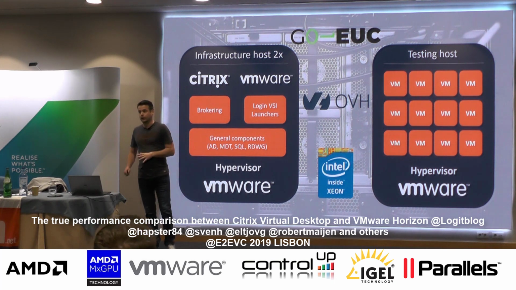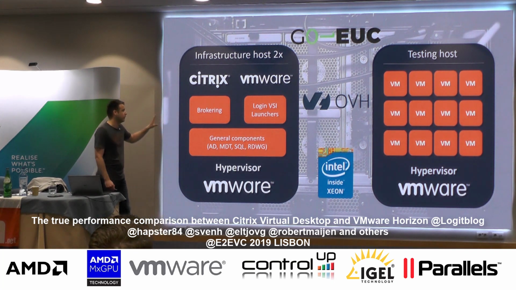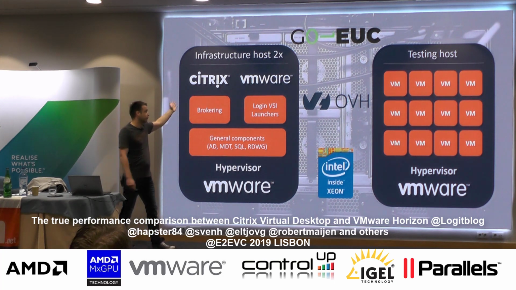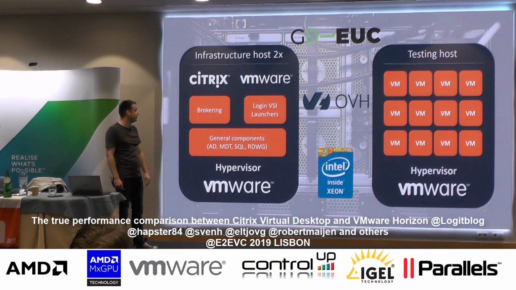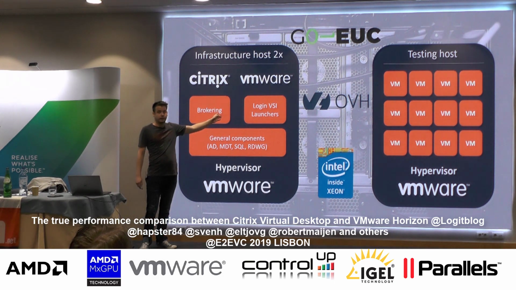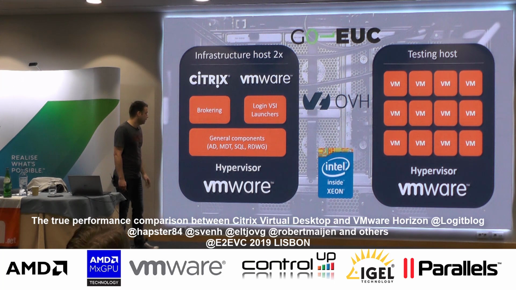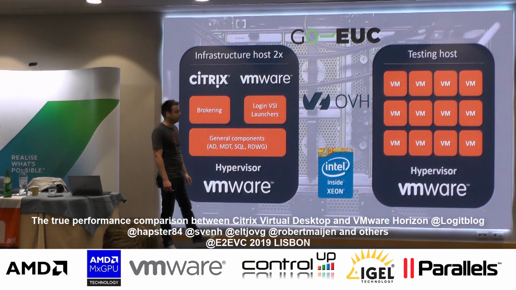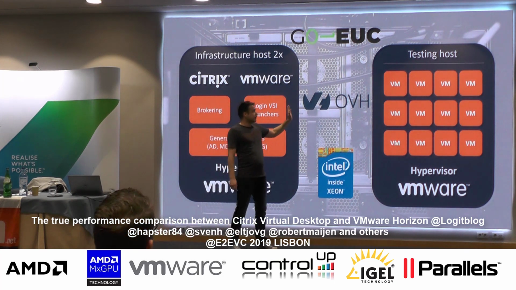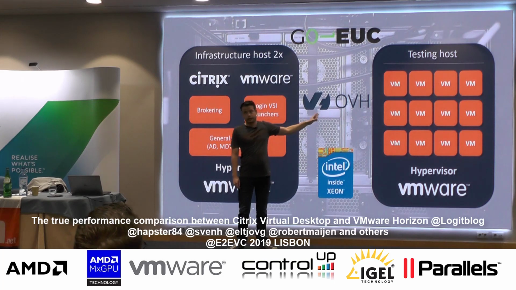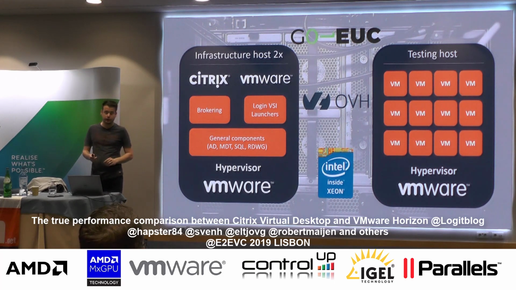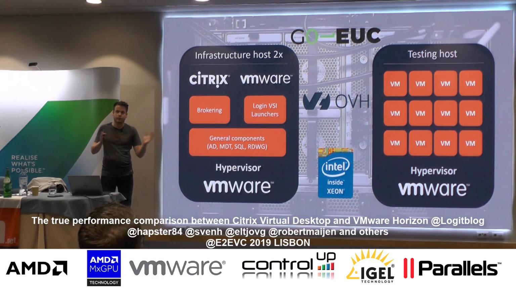If you look at the infrastructure itself, everything regarding infrastructure is on the infrastructure hosts. So with Citrix or VMware, the components of Citrix and VMware are also running there for the brokering, but also the Login VSI launchers. That represents the endpoints and will initiate users. We're running on the VMware hypervisor because it's the most used in the world. And for the testing host, it's only the pure VDI that's running there. There are no other components running on the testing host, so we really separate the results from the infrastructure.